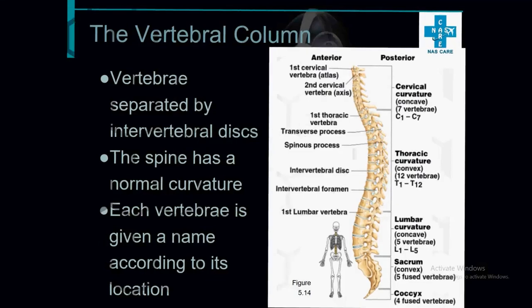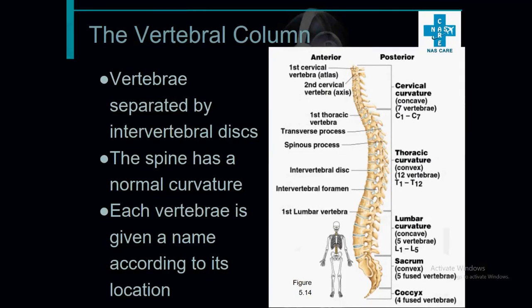Vertebral column. The vertebrae are separated by intervertebral discs, as we saw here, and the spine has a normal curvature. Each vertebra is given a name according to its location. For example, we have the cervical curvature C1 to C7, and don't forget we have 8 nerves here. Thoracic curvature T1 to T12, lumbar curvature, and sacrum. These are 5. And coccyx, 4 fused vertebrae, where 1 nerve passes from here.